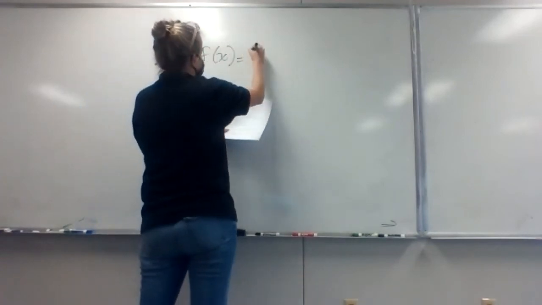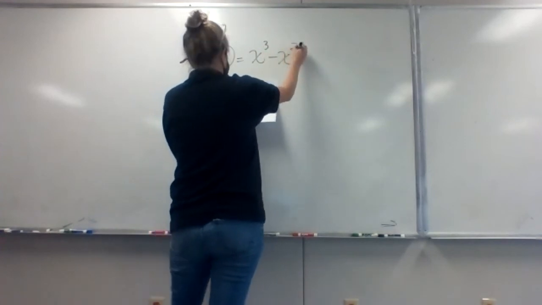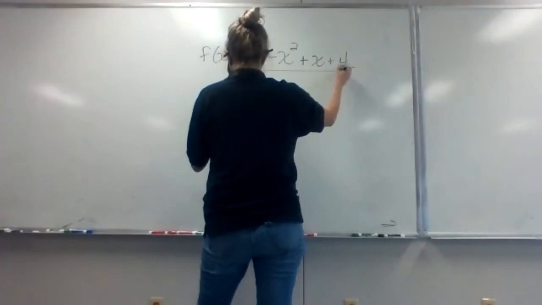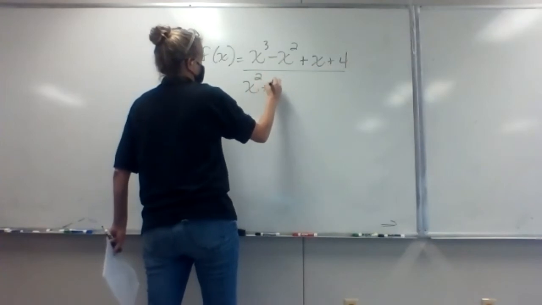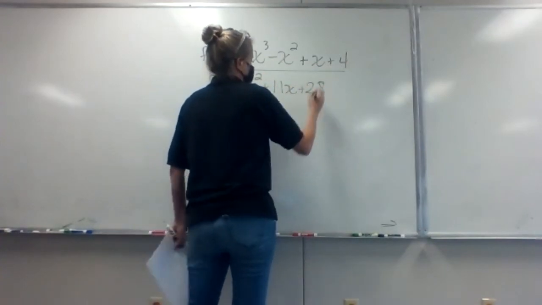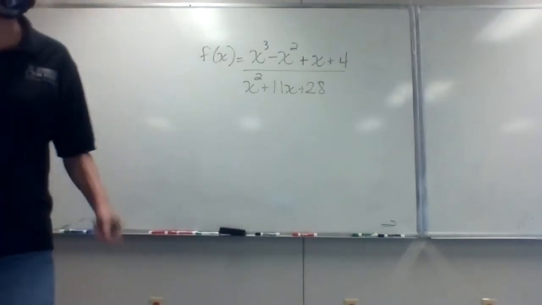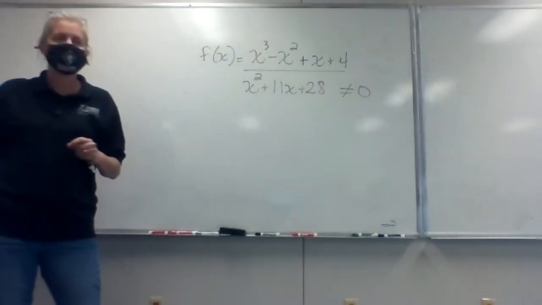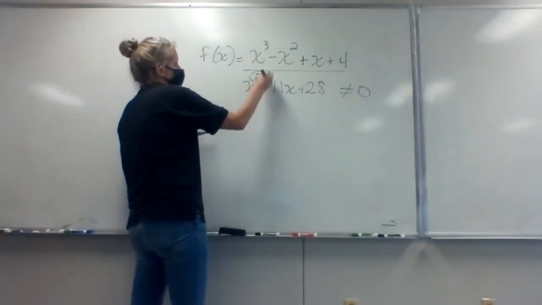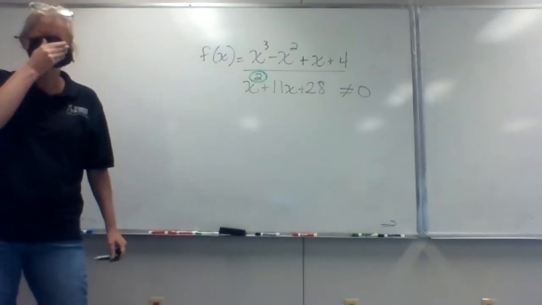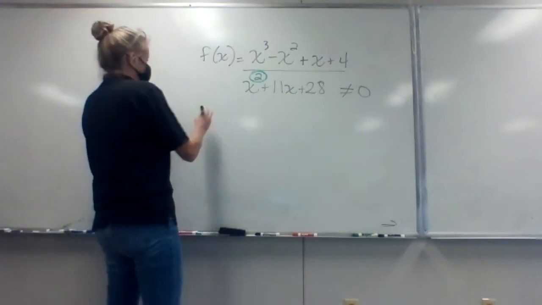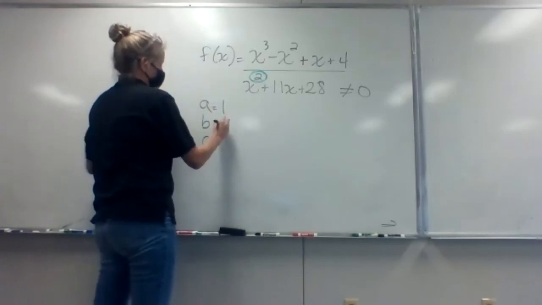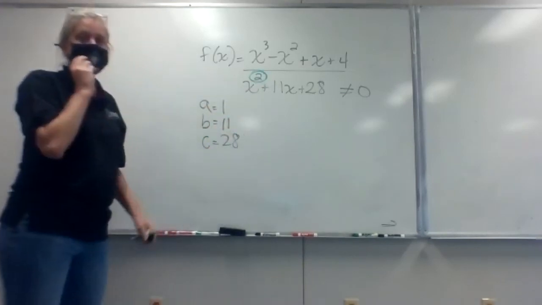F of x equals x cubed minus x squared plus x plus 4 over x squared plus 11x plus 28. Denominator can't equal 0. This one is quad. So if I go to quad and put in my A, B, and C as 1, 11, and 28.